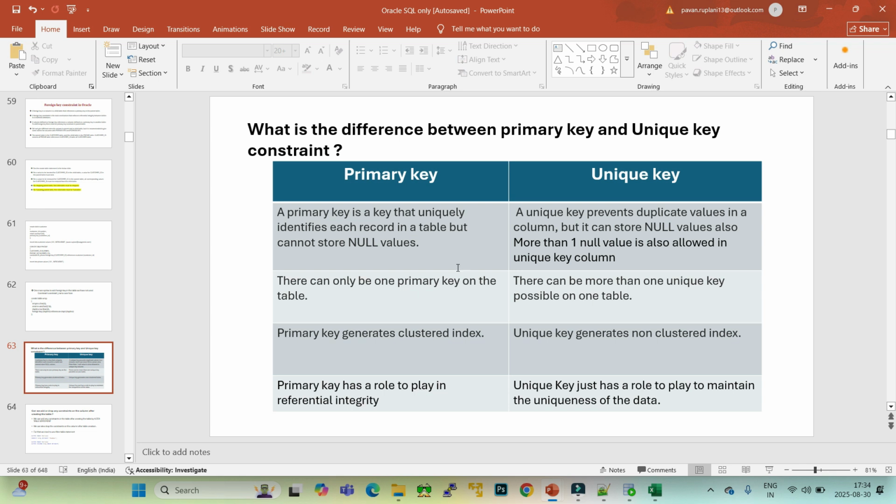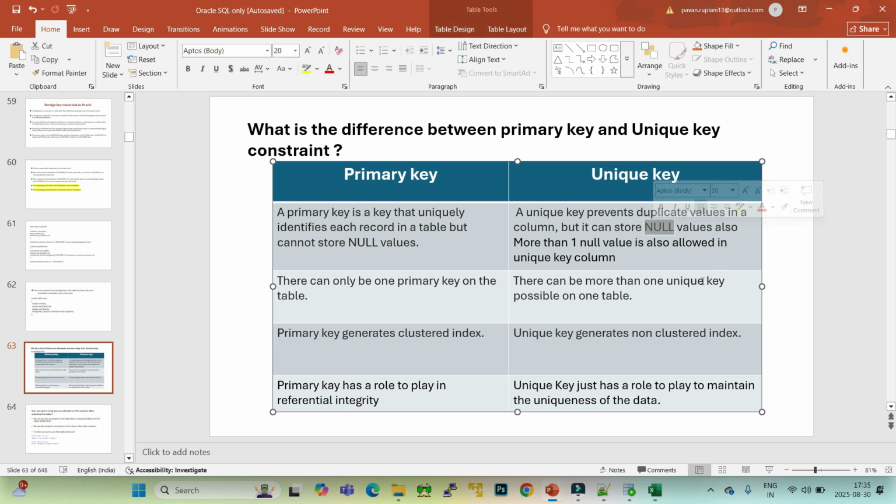Primary key is a key that uniquely identifies each record. I told you, right, that it uniquely identifies each record, and it cannot store null values. And what about unique key? A unique key prevents duplicate records. It prevents duplicate values from being inserted into a column, but it can store a null value. That's the major difference between primary key and unique key. Primary key cannot store null values, but unique key can store null values, right? This is your unique key.